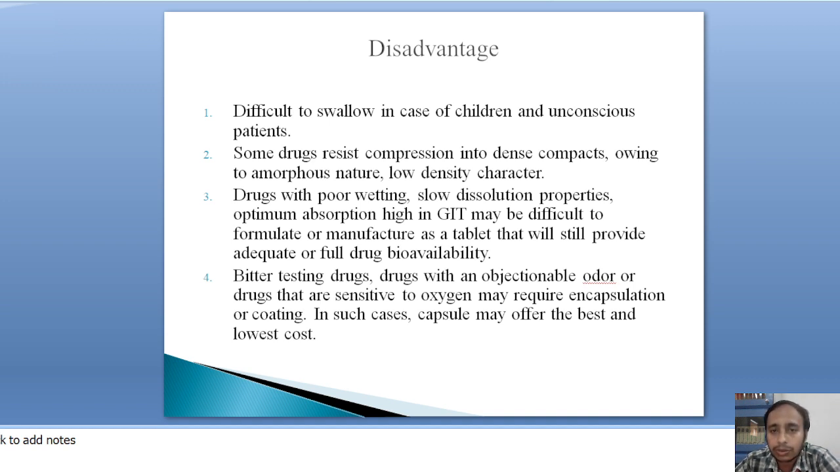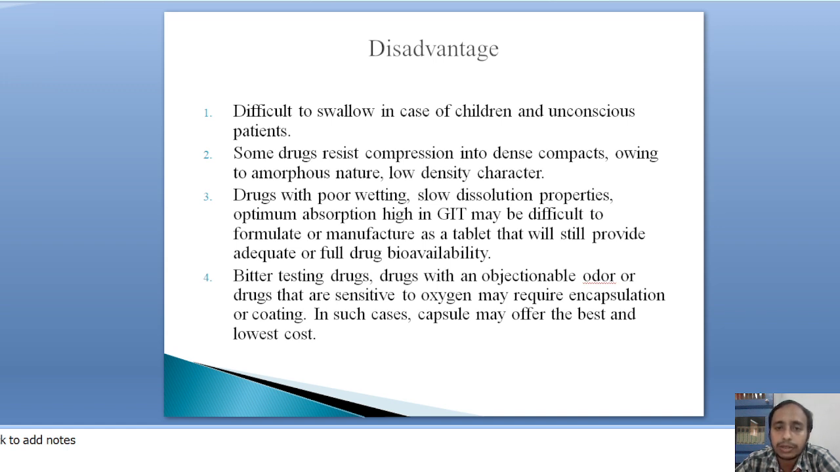Difficult to swallow in the case of children and unconscious patients. You know that children have no teeth, and sometimes these are pediatric patients, so we cannot use solid dosage forms. It may block the pharynx area. Next is drugs sometimes resist compression, so that type of material we cannot use for the tablet. And sometimes a few APIs are moisture sensitive, so moisture sensitive materials we cannot use in normal condition.